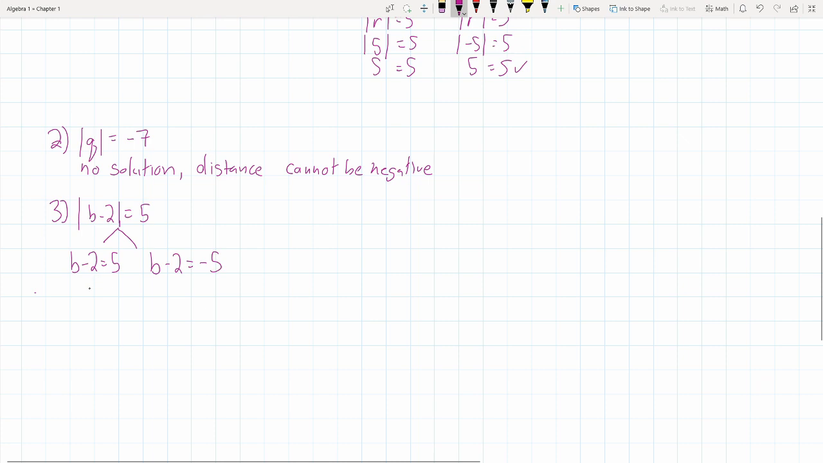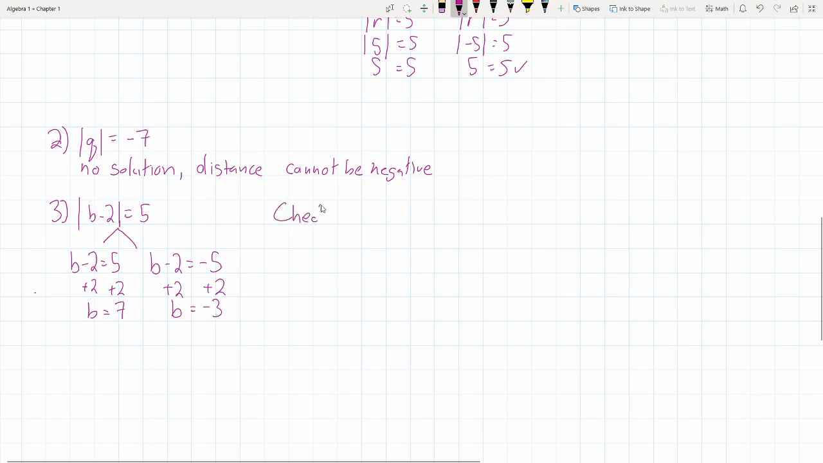So when I do this, I now get to solve this. And the cool thing, the way that this is set up, is you get to basically do just one step, and you can do it across all of them. That said, if you want to do just one, that's totally fine. So I'm going to add 2 to both sides. And so I get b equals 7, and I get b equals negative 3.